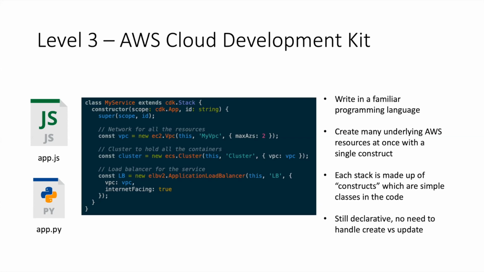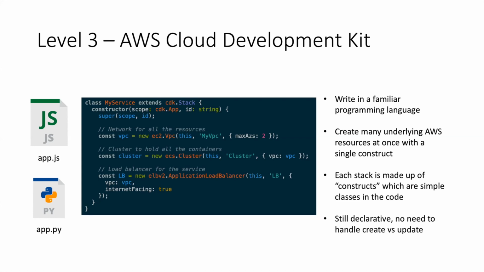So there's a stack at the top. You'll see class myService extends CDK stack. And inside of the stack, there's a list of resources called constructs. And each of these constructs could have a variety of different resources underneath them as well. So there's multiple layers to this. And depending on how sophisticated you want to go, you can go all the way down to the bottom layer, or you can stay at a higher level layer and just work with the high level constructs.